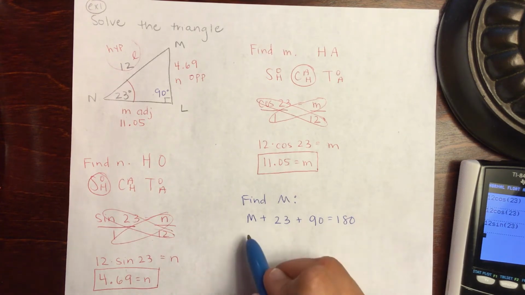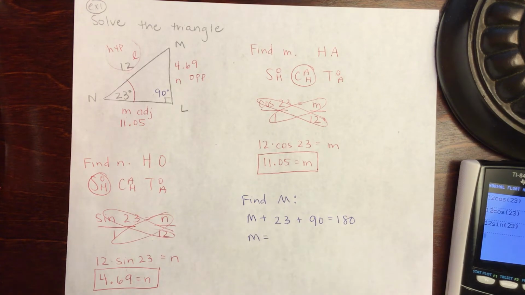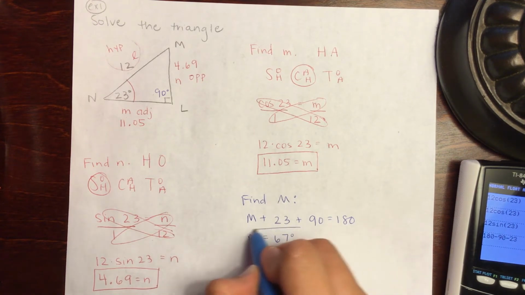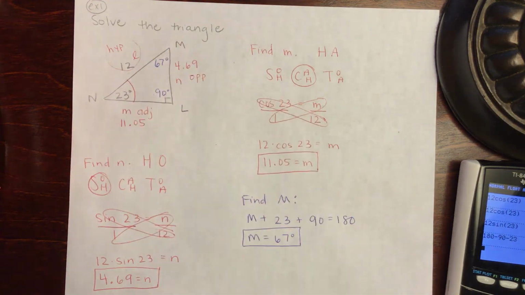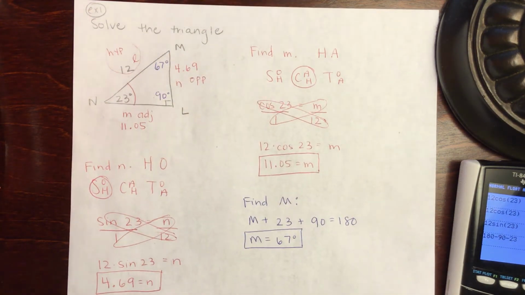Subtract the 23 and the 90 over to the other side, and you will find that m equals 67 degrees. Now we know all three sides, all three angles, so this triangle has been solved.